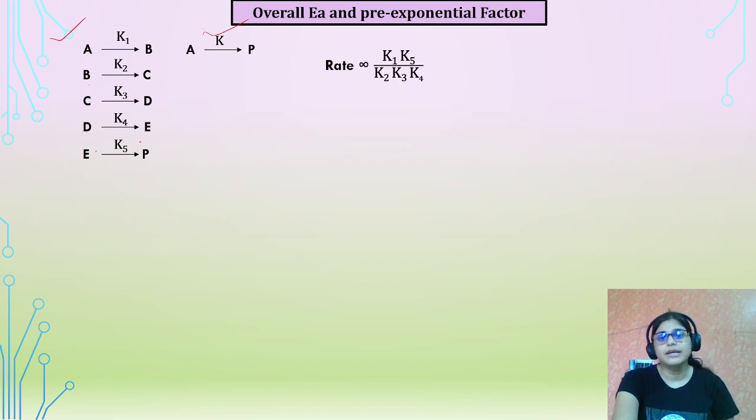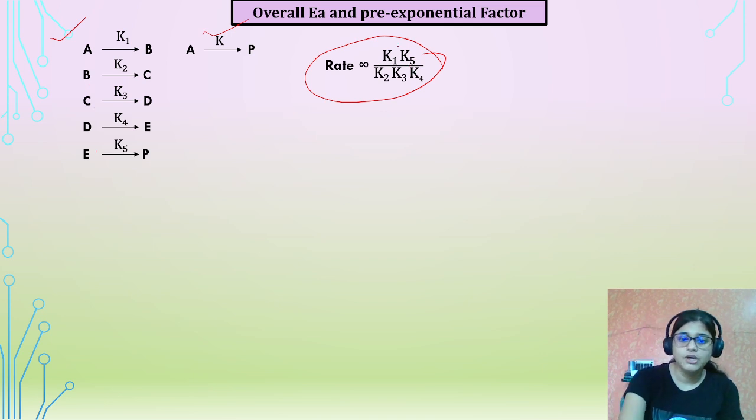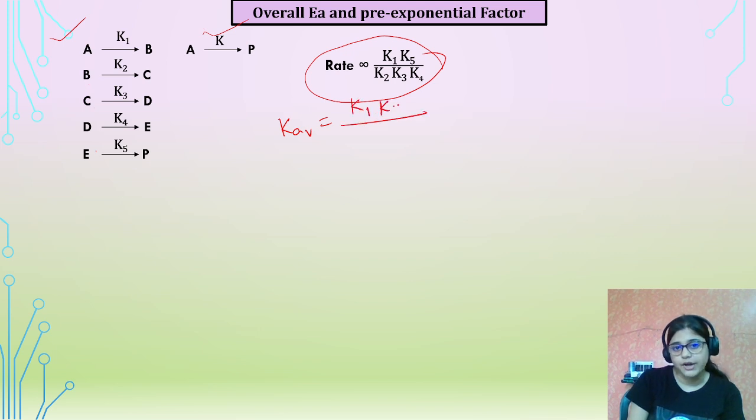In the question it is given that the rate depends on k1 into k2 by this, so the rate follows this equation. What will be the overall EA expression and the overall pre-exponential factor? The rate is proportional to this, meaning the average or overall rate constant will be equal to K1, K5, K2, K3 and K4. This is what they got experimentally.